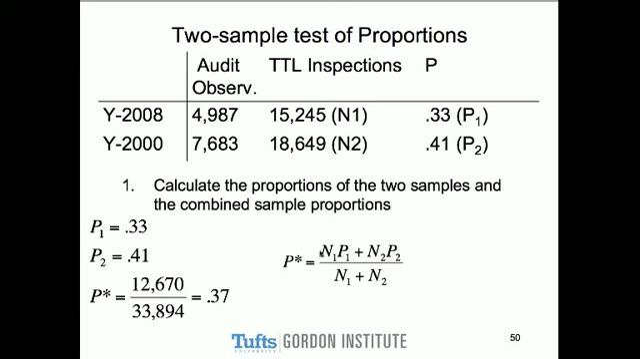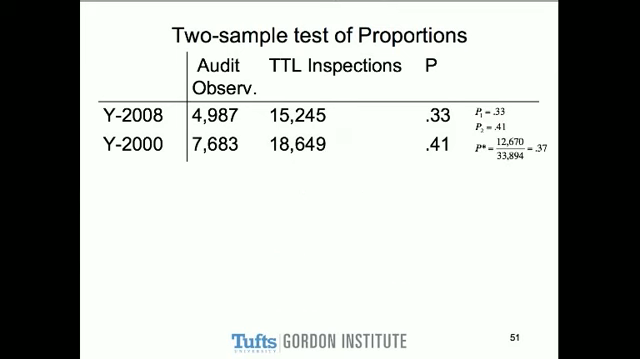That's 0.37. There are two ways to calculate. You can do it this way, where you take N1 times P1, add that to N2 times P2, and divide it by N1 plus N2. Or what you can simply do is add, in the numerator, the total number of audit observations and divide it by the total number of inspections, and you'll come out to that. Okay.